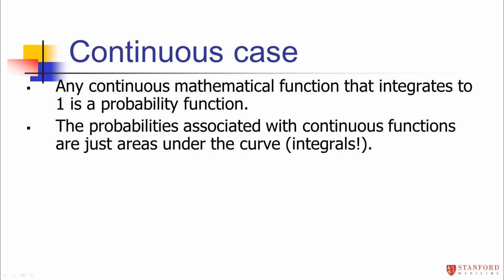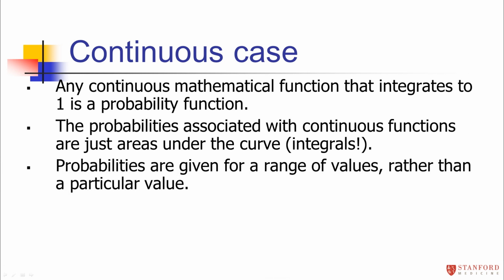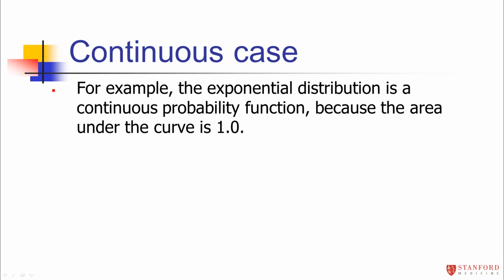The probabilities associated with a continuous probability function are just, again, areas under the curve, just integrals. And probabilities are going to be given for a range of values rather than any particular value. So in the discrete case, we talked about the probability that exactly 1 occurs, or the probability that exactly 9 occurs. With the continuous case, there's an infinite number of possible particular values. So we're always talking about the probabilities of ranges of values, like what's the probability that it will fall between 1 and 2. So let me just give you an example to make this clear.